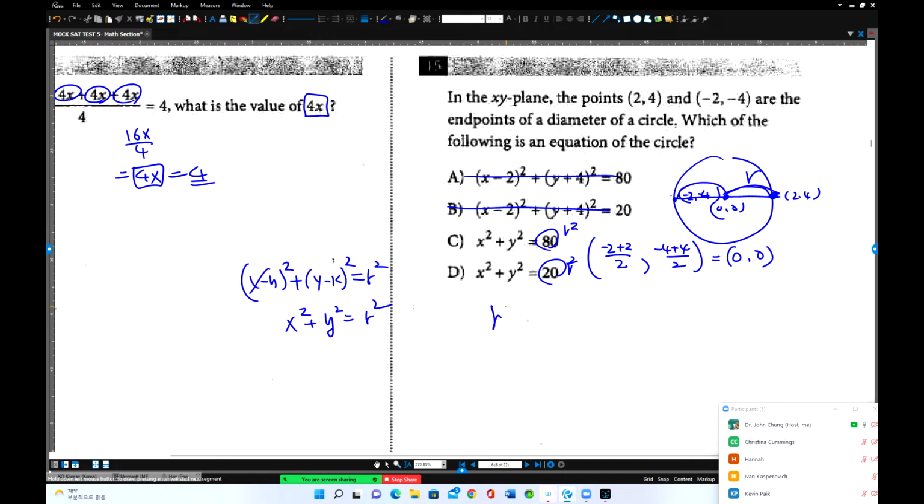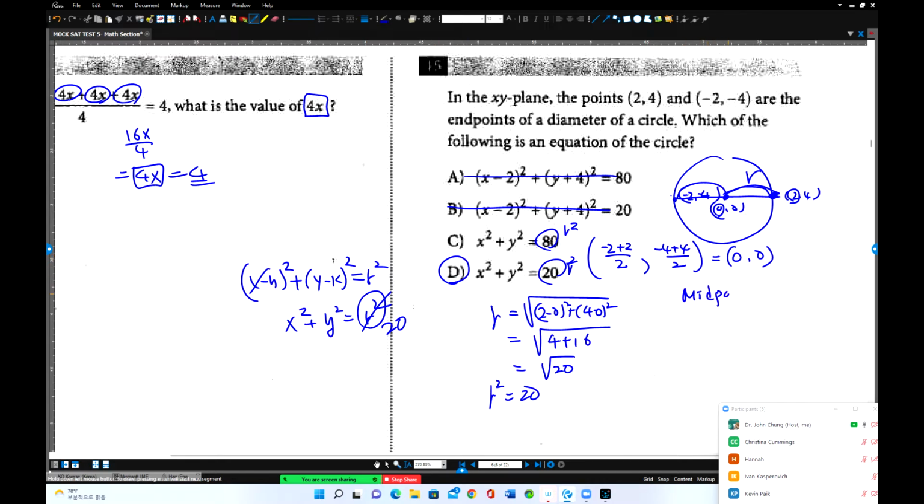Distance formula. r is how much? Distance formula: 2 minus 0 squared, and 4 minus 0 squared. That's how much? 2 squared is 4, 4 squared is 16. That is square root of 20. But we need to find r squared, right? r squared is 20, isn't it? Now put this number there, 20. That's the answer, okay? Number 15, D is the answer. We use the midpoint and distance formula.